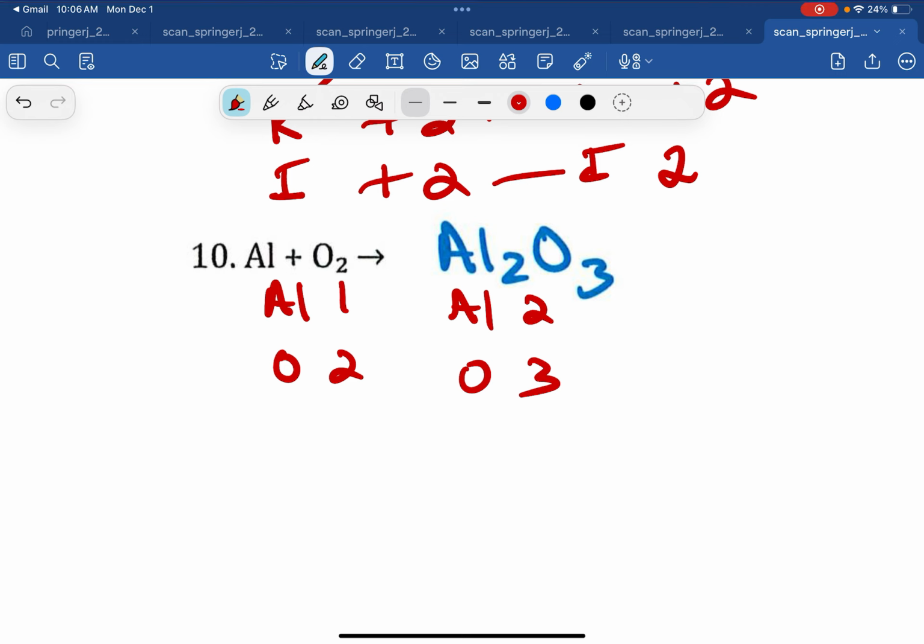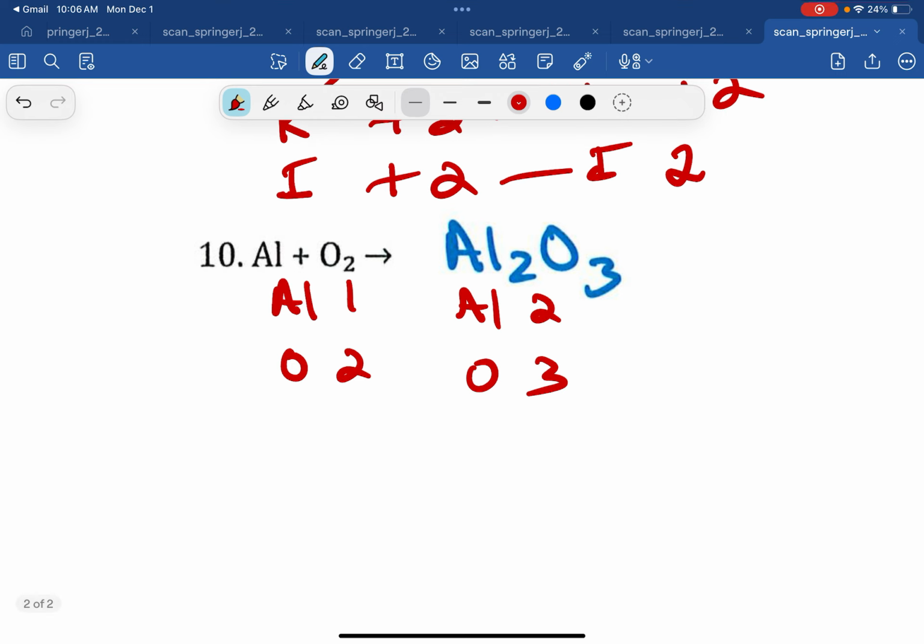So we got Al, we got O. All right, so we got 2 aluminum, so let's do the O's first. 2 and 3, 6. So I'm going to have to put a 2 here to make that a 6, but that makes that a 4. I'll put a 3 here to make that a 6, but then I'll need a 4 there. So that takes care of balancing this set of equations.